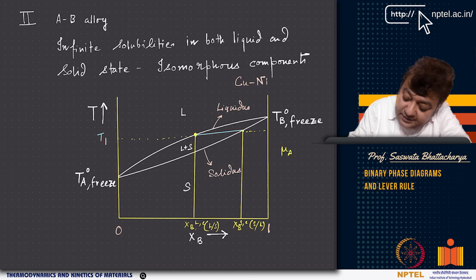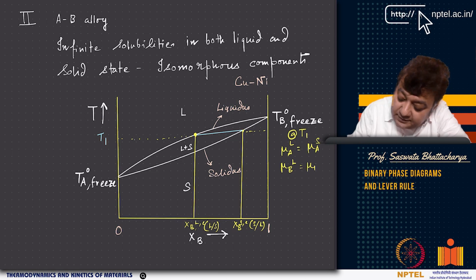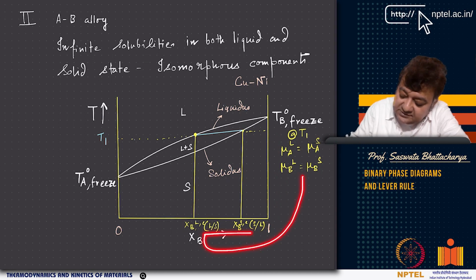One is mu A liquid equals mu A solid at temperature T1. Remember, this is at temperature T1. And then we are also going to solve another equation, which is mu B liquid equals mu B solid. Now, if you have that, then you basically get these two compositions. So once you solve this, you get this composition and this composition.